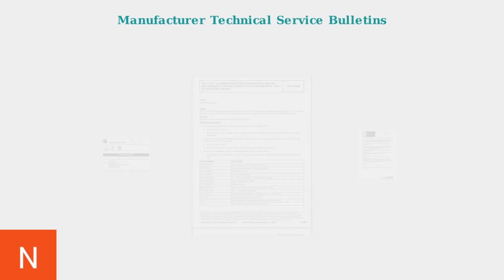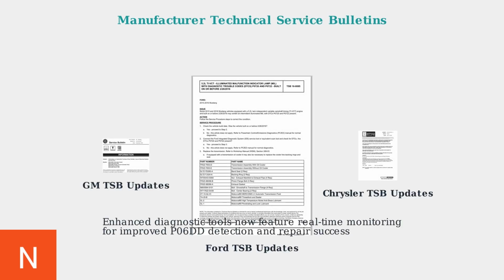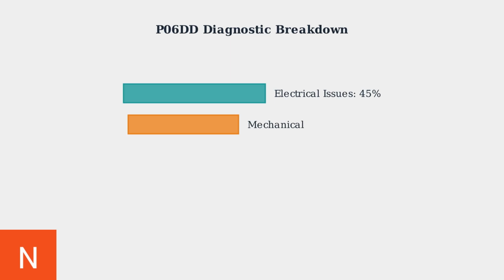Major manufacturers, including GM, Ford, and Chrysler, have released updated technical service bulletins addressing P06DD occurrences in recent model years. Modern diagnostic tools now enhance real-time oil pressure monitoring capabilities, significantly improving detection accuracy and repair success rates for this diagnostic trouble code. When diagnosing P06DD codes, understanding the failure distribution is crucial.